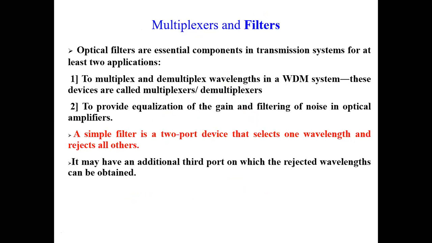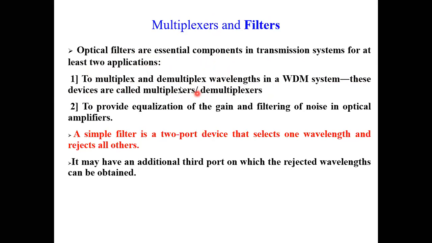Coming to multiplexers and filters. Why these two topics together? That is also one question. Now what are optical filters? Optical filters are essential components in transmission for two things. First, I want to multiplex and demultiplex wavelengths. In fiber optics, we have wavelength division multiplexing, so I want to multiplex or demultiplex multiple wavelength signals. The components that do these functions are called multiplexers and demultiplexers.